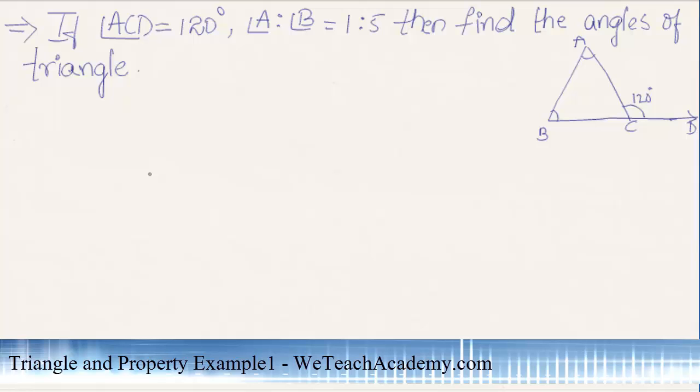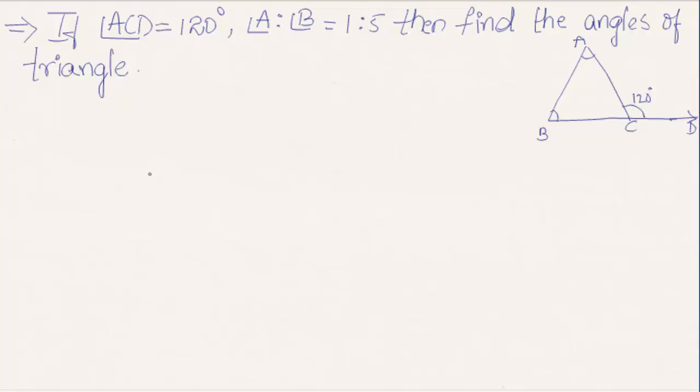Here in this presentation, we are going to solve a problem using angle sum property and exterior angle property. If an exterior angle ACD is equal to 120 degrees and the interior opposite angles A and B are in the ratio 1:5, then find the angles of the triangle.